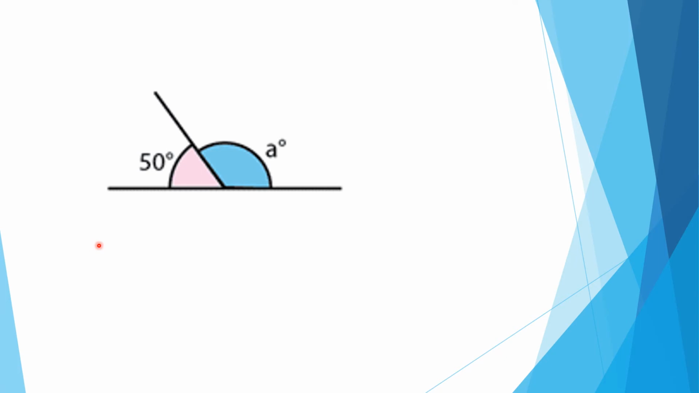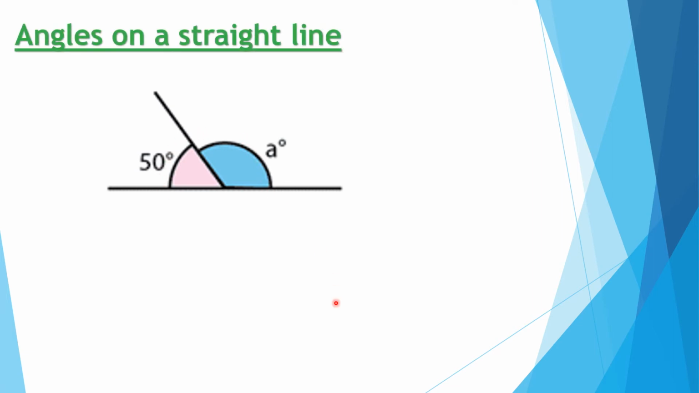Now we will see another formation of angles. We can see in this diagram, two angles have been formed on a straight line. We know there are 180 degrees for a straight line. So on this straight line there are two angles. One is 50 degrees and the other is angle A.